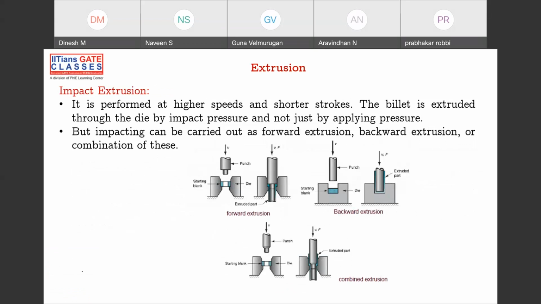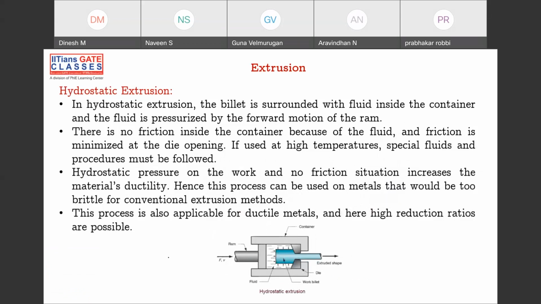Okay, next, impact extrusion. What is impact extrusion here? If this is time and this is force, we are gradually applying force, and then it gets saturated, and we keep on applying. We don't suddenly apply. But impact is nothing but suddenly applying the force.